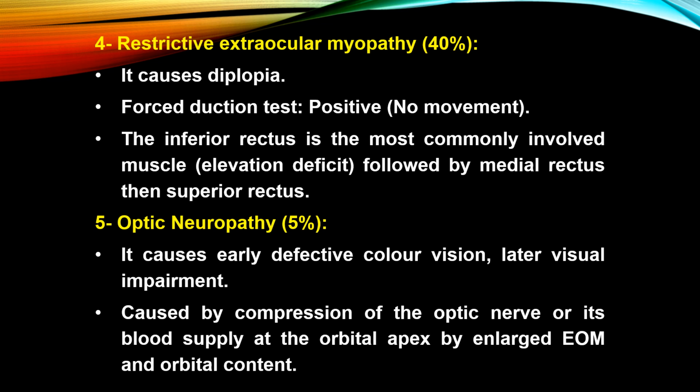Fifth, optic neuropathy. It is present in 5% of the patients. It causes an early defective color vision, then later visual impairment. It is caused by the compression of the optic nerve or its blood supply at the orbital apex, either by the enlarged extraocular muscles or the orbital content.